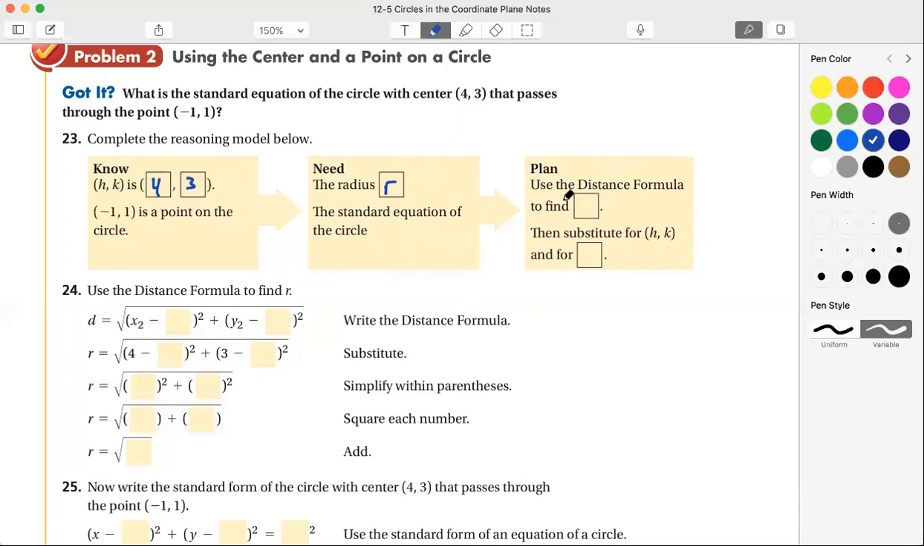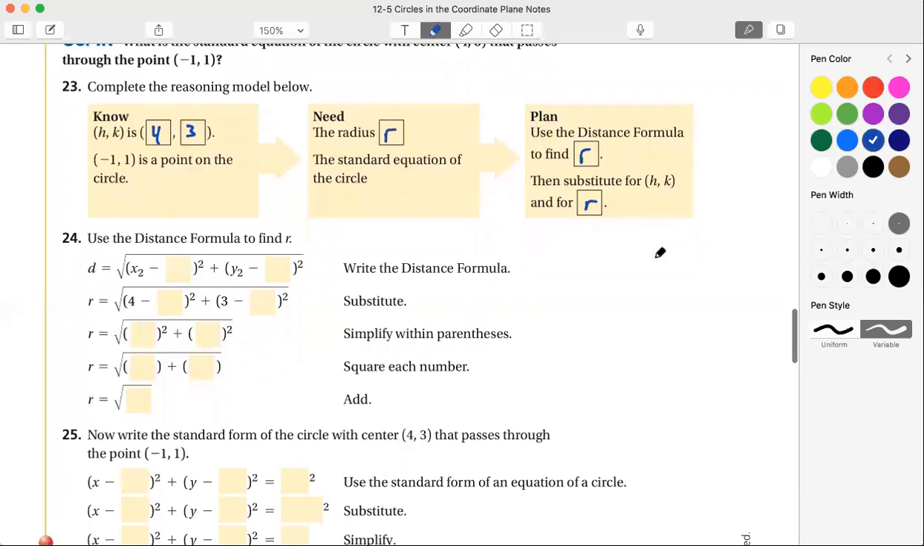So we're going to use the distance formula to find r, then substitute h, k, and r. Step 1 is use the distance formula, which is the square root of (x2 minus x1) squared plus (y2 minus y1) squared. Now we're going to substitute in. Here's the center, and we're going to use the point that's given to me, so we have negative 1 and 1. We simplify. We have 5 squared and 2 squared, so we have 25 and 4, so we have the square root of 29.